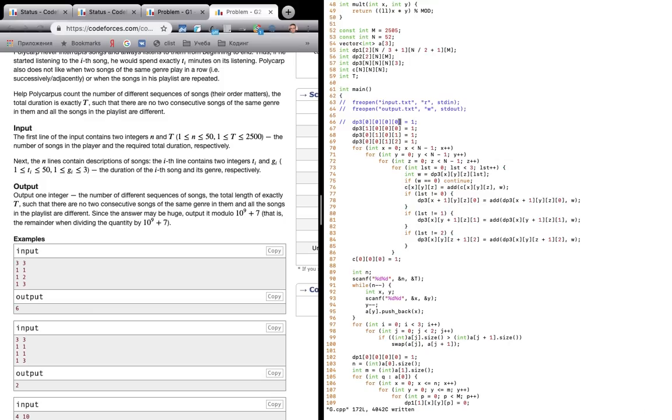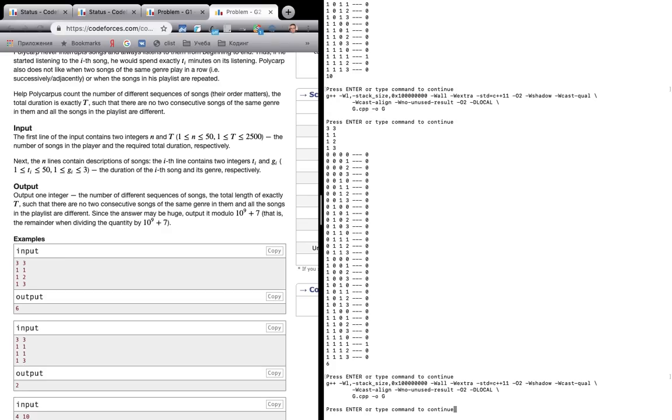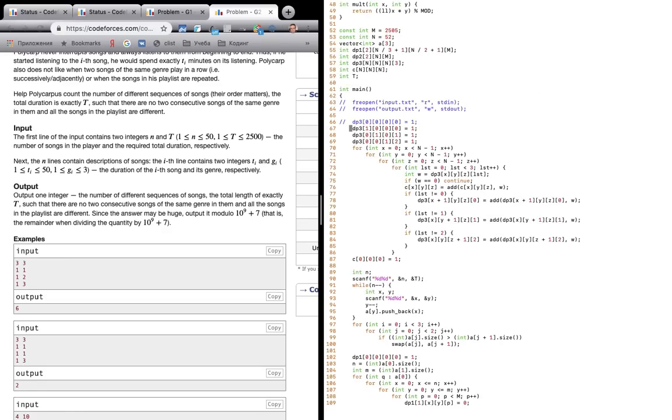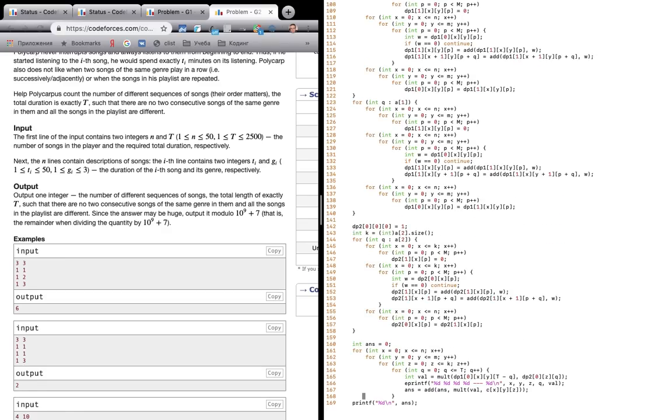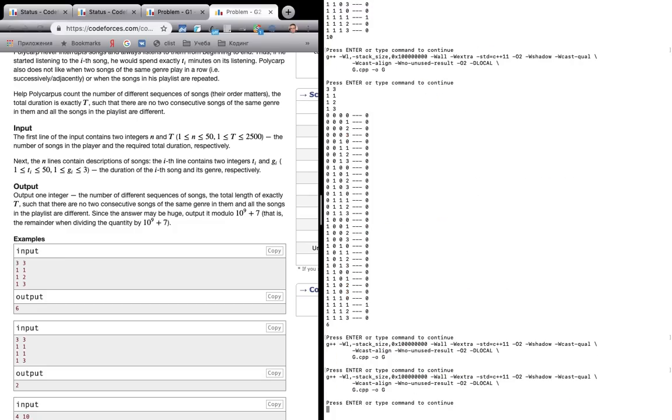I actually did transitions from the state which is not correct. I already made them in the initialization. Okay.